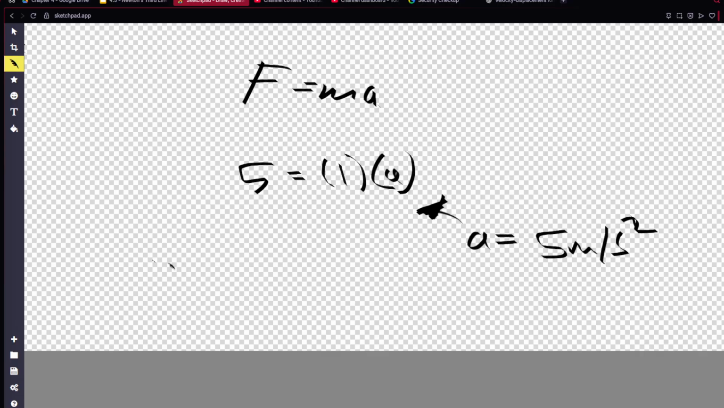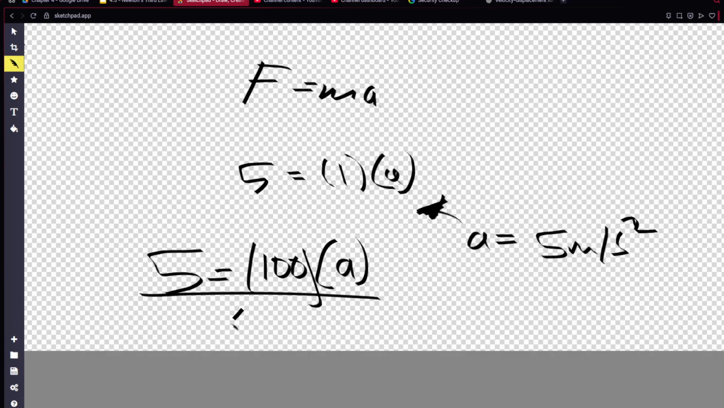However, since I'm applying a force on that object, it's applying the same force back to me. So 5 equals, and I weigh 100 kg, which is not true. 100 kg is like 220 pounds, and I'm not 220 pounds. But just for the sake of example, we divide by 100 on both sides, meaning that the acceleration is 0.05 meters per second squared.